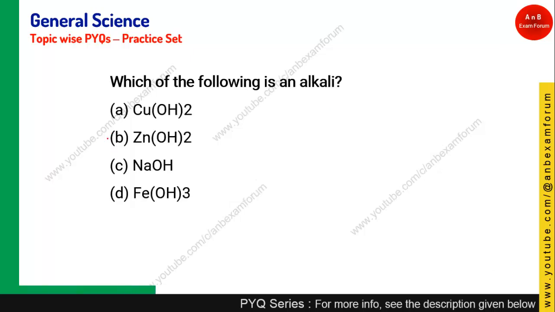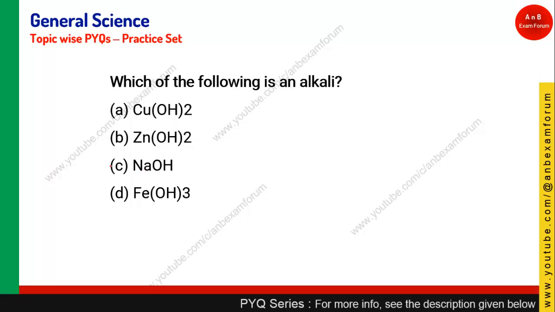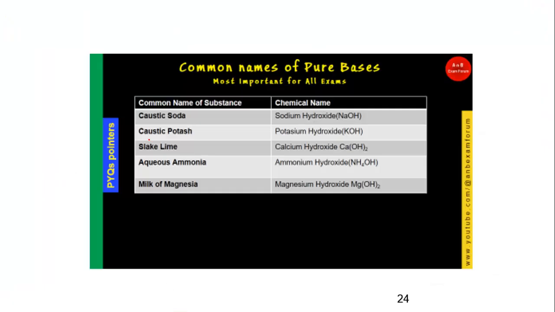Let's see the next question. Which one of the following is an alkali? A very simple one and a very popular alkali, that is caustic soda, NaOH. All these have OH, but it doesn't mean all of these are alkalis. This is the alkali, NaOH. NaOH is the alkali. So option C is the right answer.